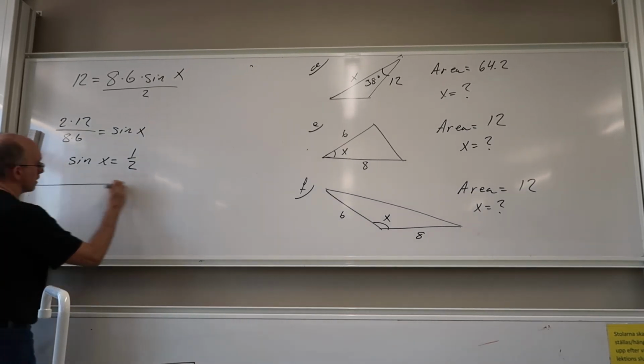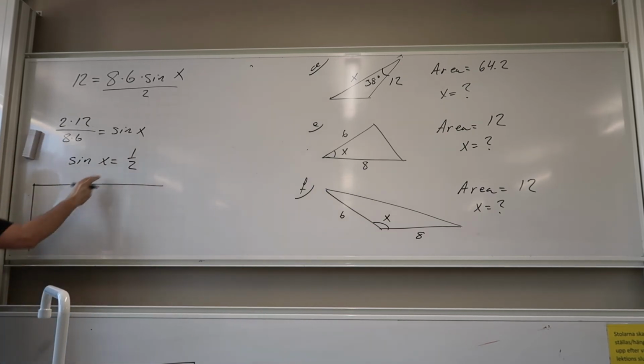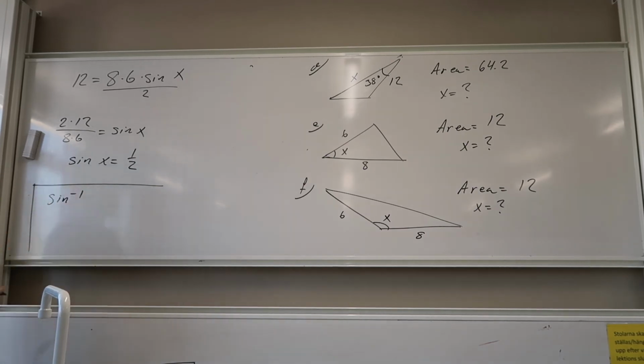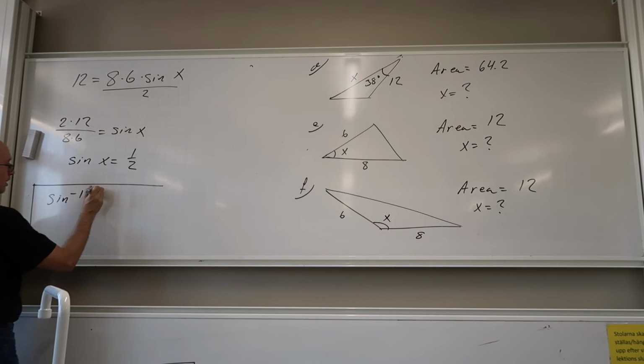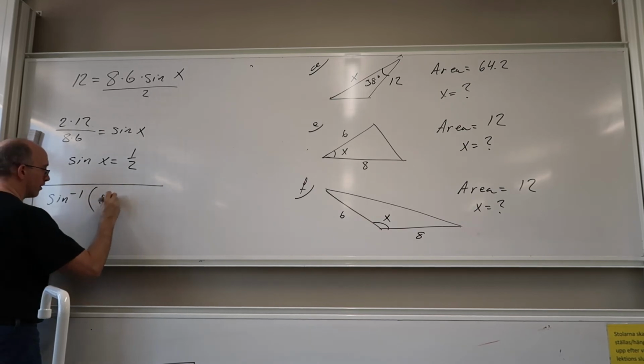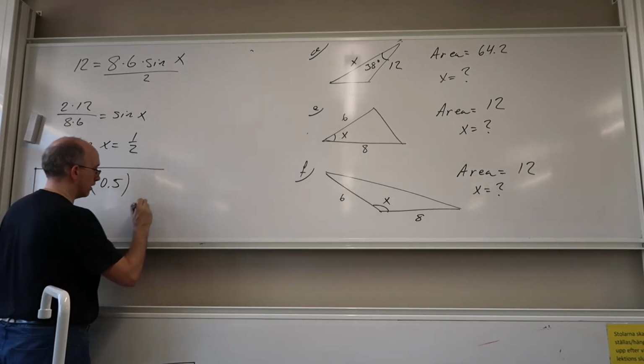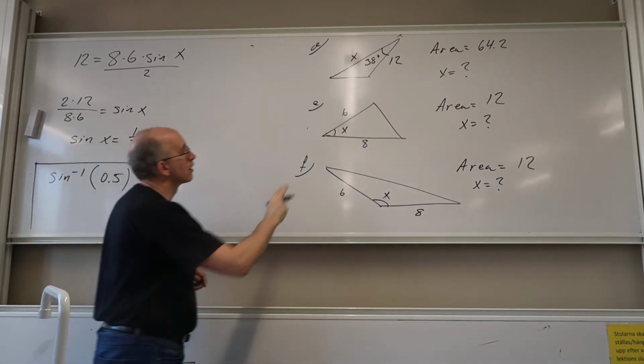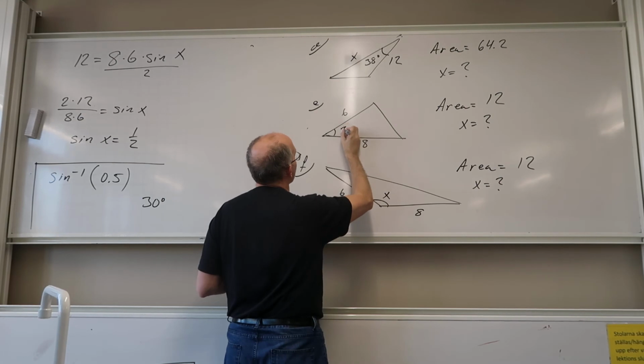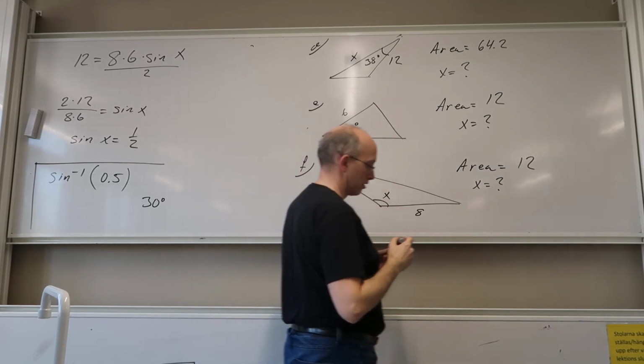To find the angle, when you know the value of sin, on the calculator you write sin to the power of minus 1. You use the inverse function, the arc sin of a half, or 0.5. And then the calculator is going to say 30 degrees. Because this one here is 30 degrees.